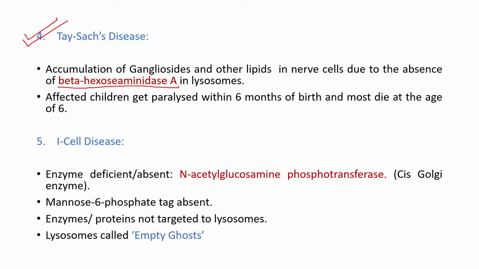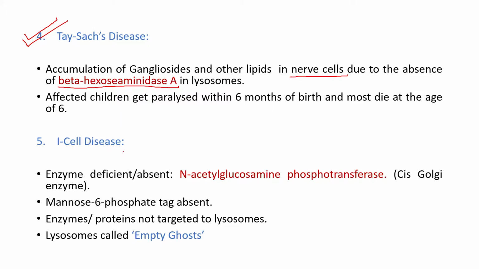So there is an accumulation of gangliosides and other lipids in nerve cells. This is also very important. This occurs in the nerve cells, and this is because of the deficiency of the beta-hexosaminidase A enzyme in the lysosomes. Affected children get paralyzed within 6 months of birth and most die at the age of 6. So this is a fatal disease.